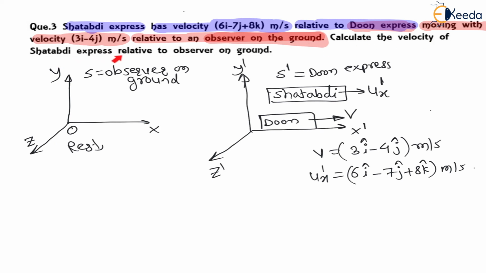Calculate the velocity of Shatabdi Express relative to the observer on ground. Now with respect to the observer on ground, what will be the velocity of Shatabdi Express? It will be Ux, right? And this Ux we have to find. And my dear students, we know the relation between them, that is, use the Galilean velocity transformation equation.